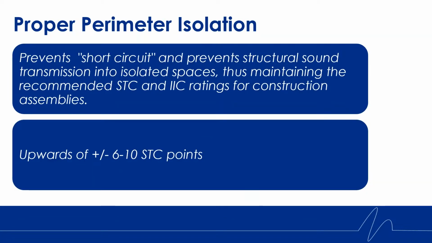So what is proper perimeter isolation, and what does it do? It prevents that short circuit and prevents structural sound transmission into the isolated spaces, thus maintaining recommended STC and IIC ratings for construction assemblies as designed by the acoustical consultants. And this can make a difference of upwards of plus or minus 6 to 10 STC points.